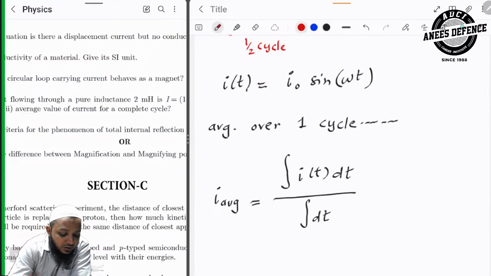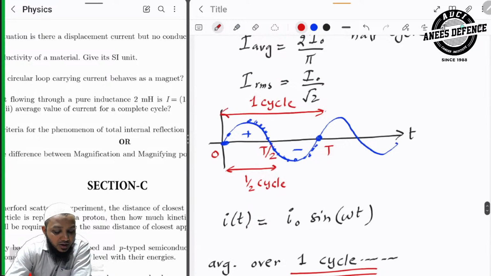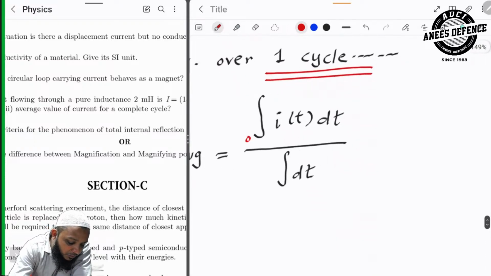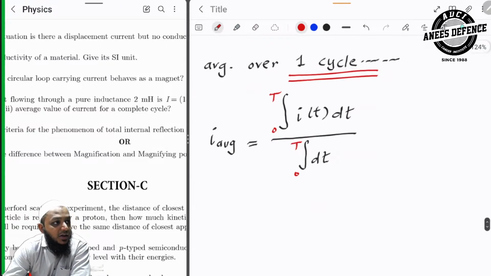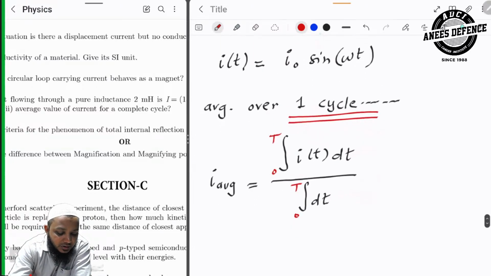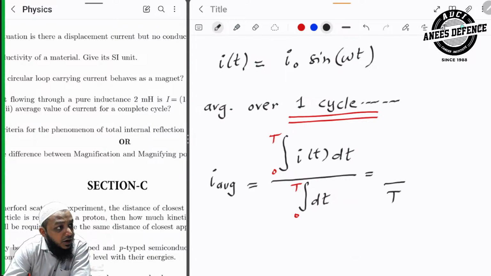And since we are taking it for full cycle, what does time start from? It starts from 0 and ends at T. So therefore I must write the limits of integration from 0 to capital T, because I am taking the average over one cycle. Now substituting the expression for current in the above equation, I will get, see, denominator will be integrated by capital T, na. Do you know integration? Integral dt will be t. After applying the limits, it will be capital T. Right?